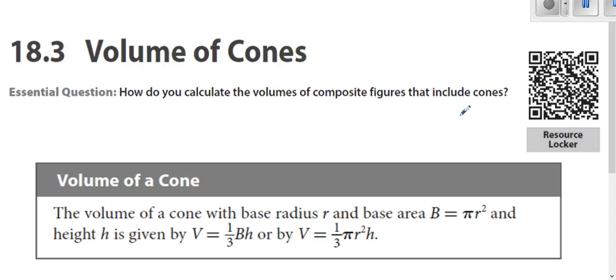So a cone, much like a cylinder is like a prism with a circle for a base, a cone is basically the same as a pyramid that has a circle for a base. So it makes sense that it really has the same formula. 1/3 the area of the base times the height. So now we're going to use pi r squared for the area of the base.